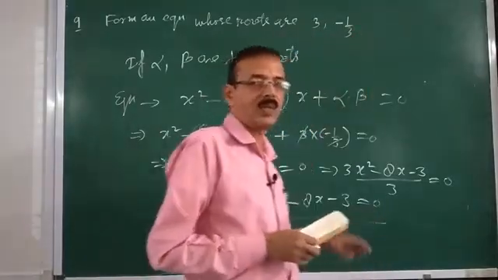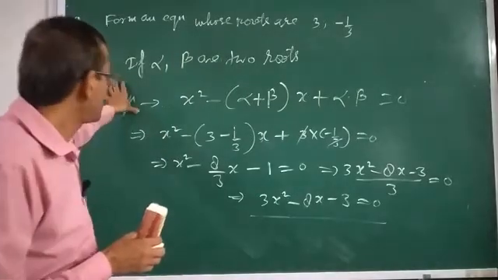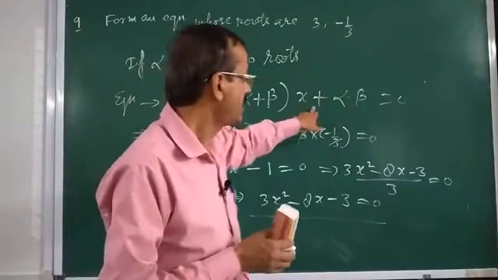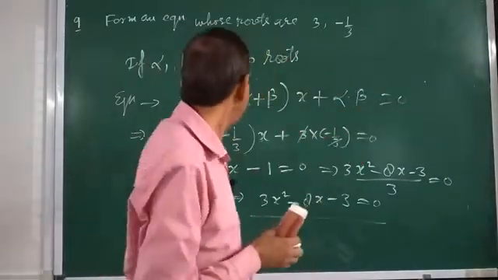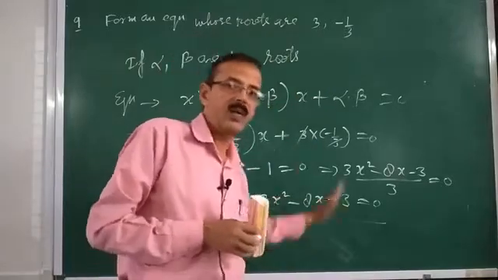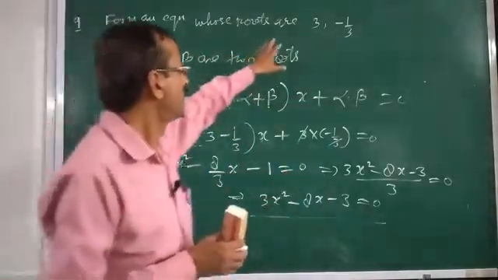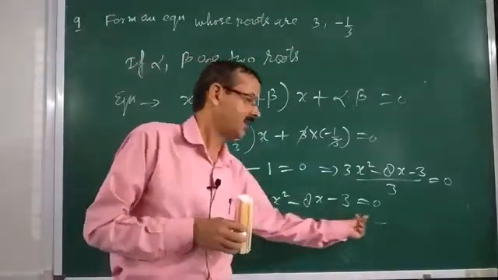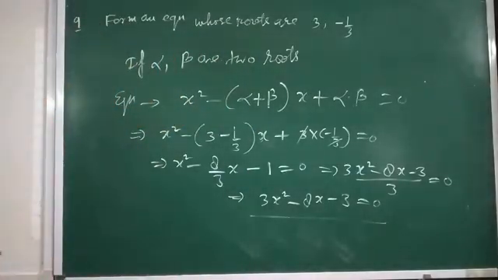So this is the method to form the equation. To find the equation, x square minus sum of roots into x plus product of roots will be equal to 0. Put all the roots in this formula and you can find the required equation by using these two roots. So this is the equation, 3x square minus 8x minus 3 is equal to 0. Next question, students.